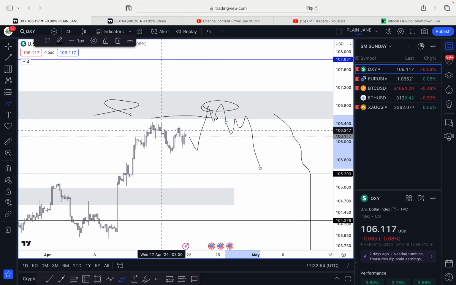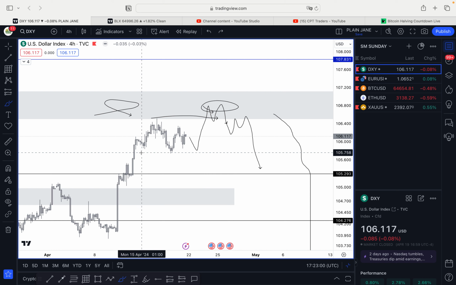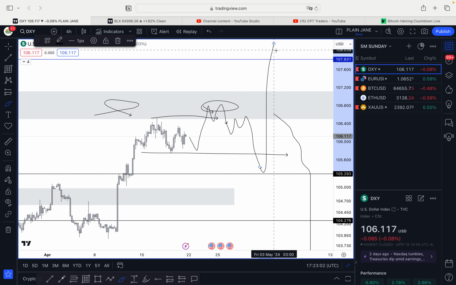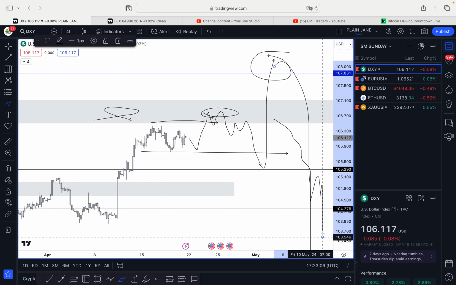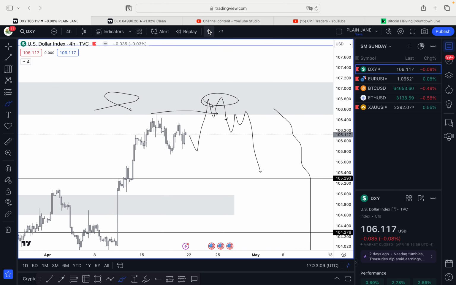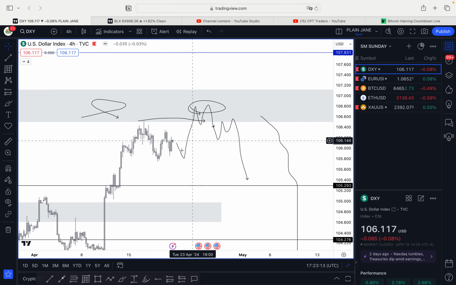But I don't think we're just going to push down naturally. Price needs to distribute, so we may see something like this occur. We take out the lows, then price targets the high, 107 potentially. Then we start the turbulence to the downside. This is what I'm looking for at the start of the week. The second half of the week is where I'll be planning to take swings from for the DXY.